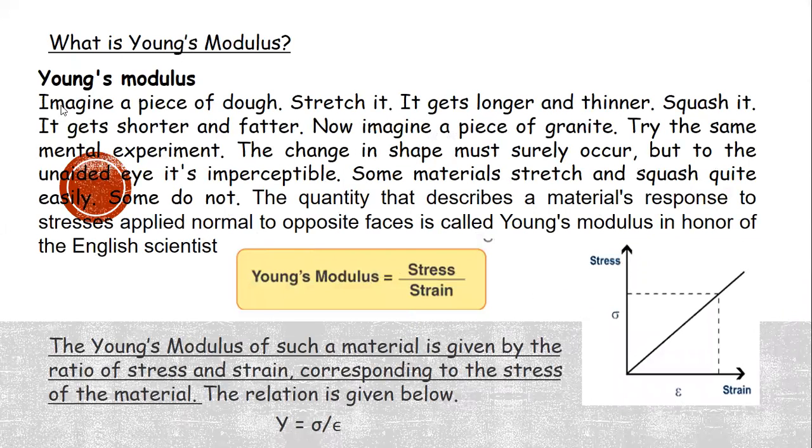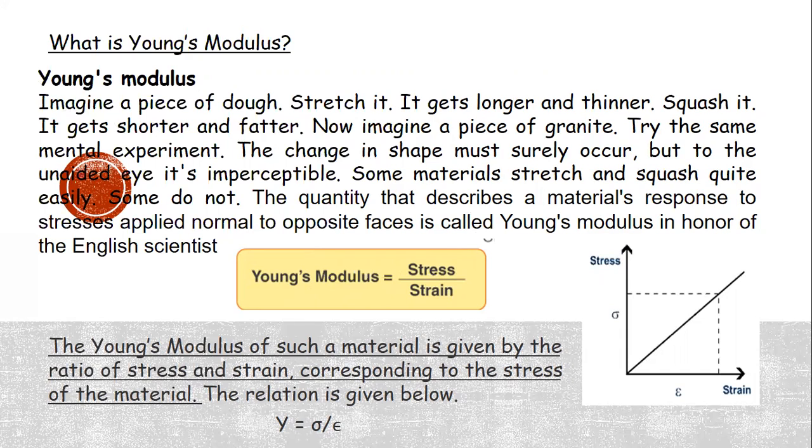Now, we say that stress is directly proportional to strain. So, there is a constant of proportionality between them that is called the Young modulus. Now, what is a Young modulus? If you imagine a piece of dough and stretch it, it gets longer and thinner. If you squash it, it gets shorter and fatter. Now imagine a piece of granite. Try the same experiment on this.